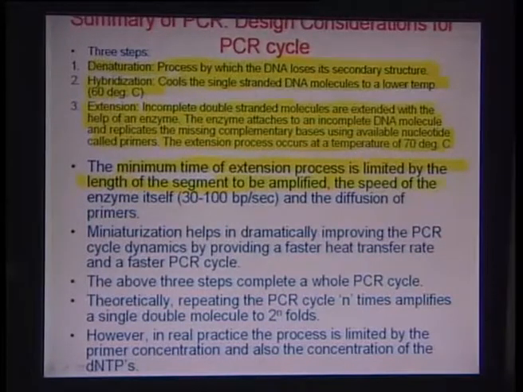The speed of the enzyme itself is about 30 to 100 base pairs per second, and also the diffusion of primers is an important aspect in a PCR reaction. So the enzyme can suture only at a rate of about 30 to a maximum of about 100 base pairs per second. So the maximum speed that the enzyme can go and do the suturing action is about 100 base pairs in 1 second. And essentially all chemical reactions are to a major extent limited by the diffusion step or the diffusion rate.